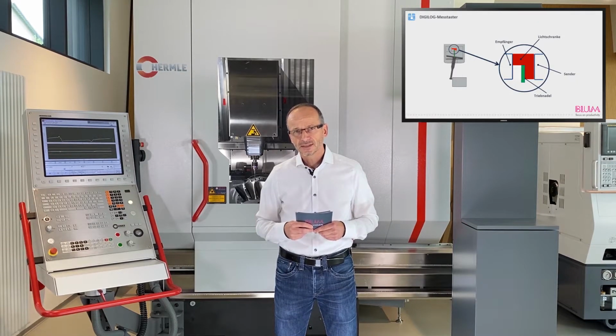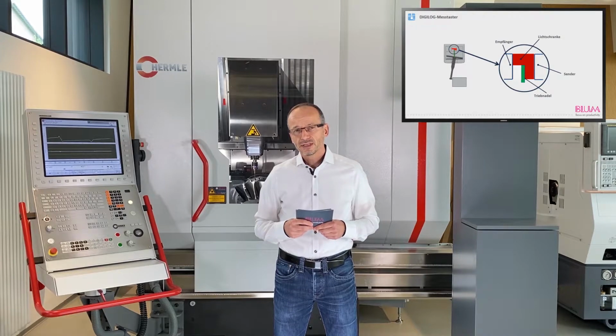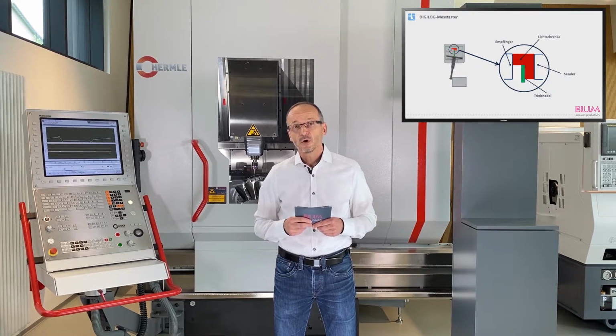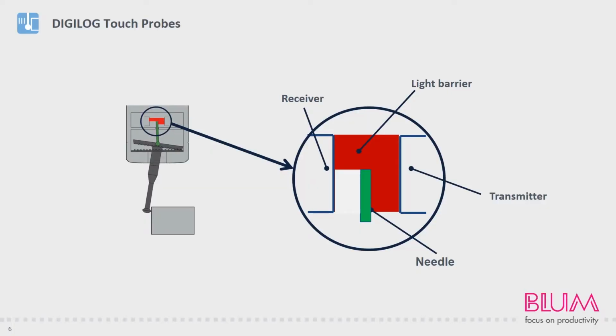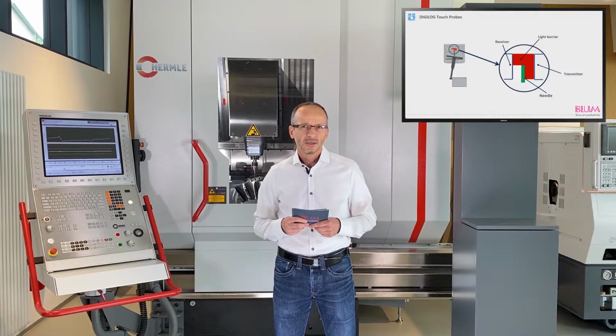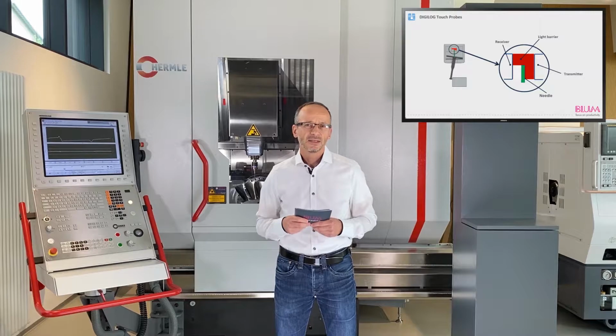If we look at the inner workings of a Bloom probe, we find that the design of a Bloom probe differs slightly from most other probes on the market. Bloom probes are not equipped with a mechanical or electrical switch to generate the signal. Instead, our probes work with an integrated light barrier. Deflection of the measuring mechanism results in shading. This shading generates a voltage change. And this voltage change triggers the signal.